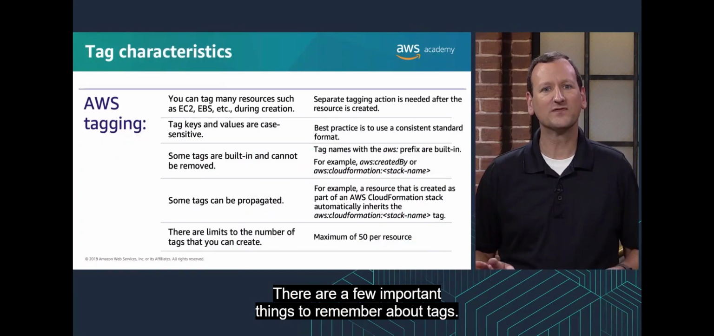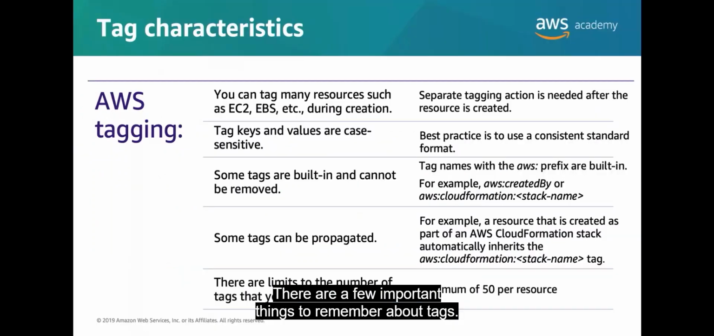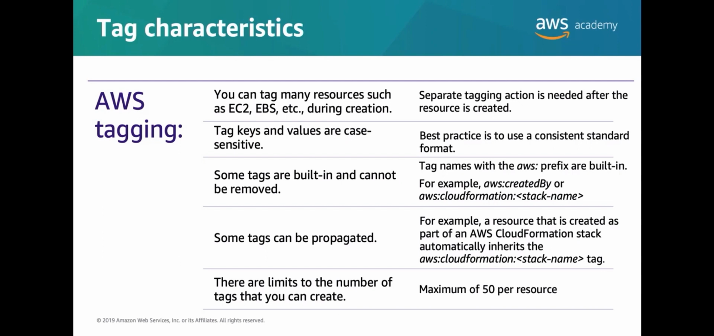There are a few important things to remember about tags. First, you can only assign a tag to a resource after it is created. Also, tag keys and values are case sensitive. A best practice is to use a consistent naming convention for AWS resources and tags. You also can't edit or delete tag keys or values with the aws: prefix. These tags are assigned by AWS and are reserved for AWS use.